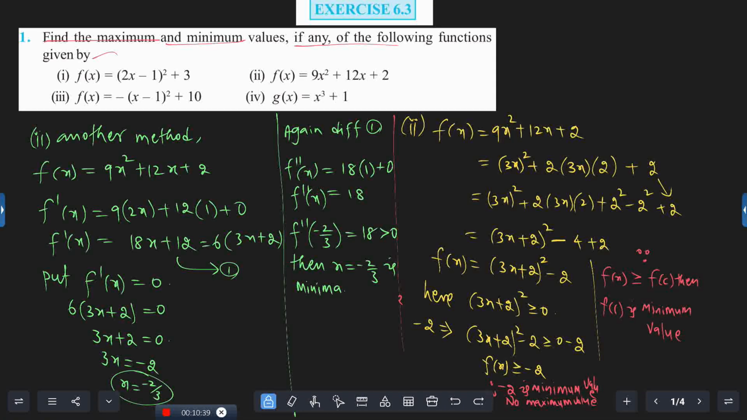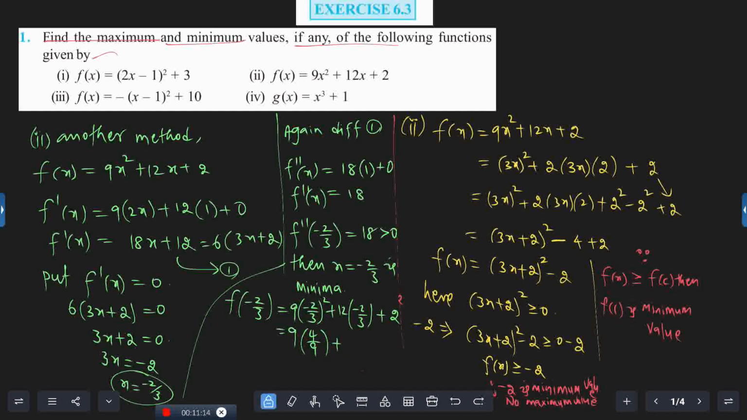Take the x value, substitute in the equation, then you will be getting the minimum value. Now take f of x value minus 2 by 3. When I substitute here, what am I getting? 9 into minus 2 by 3 whole square plus 12 into minus 2 by 3 plus 2. Simplify this: 9 into minus 2 square is 4, 3 square is 9, plus 12.